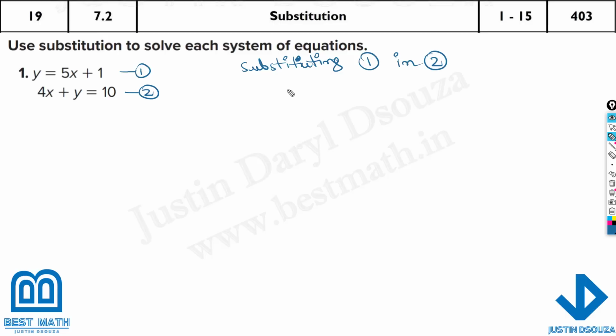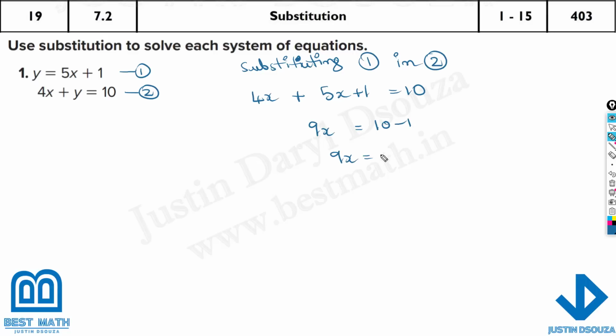So what happens is when you do this, it'll be 4x plus, but instead of y now, you will be writing 5x plus 1 equals 10. See, all I did is in the second equation, 4x is same, 10 is same, only this y becomes 5x plus 1. Now you can observe here, it's all in terms of x only. You can solve it now. 4x plus 5x is 9x is equal to, this to the other side will be minus 1. So it's 10 minus 1.